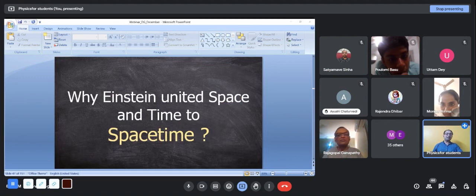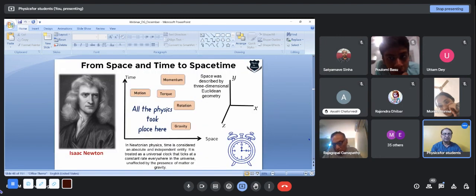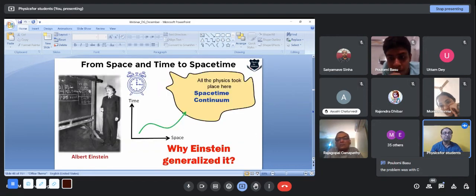Okay. Now we come to a very important and central idea: space was space, time was time. Everything was going well with Mr. Newton. Why did Einstein suddenly unite space and time together? What was the problem? All the momentum, motion, torque, those things were happening in that region. Time is this, space is this, three dimensions, XYZ directions. But why did he suddenly unite it into a space-time continuum, a kind of lump?